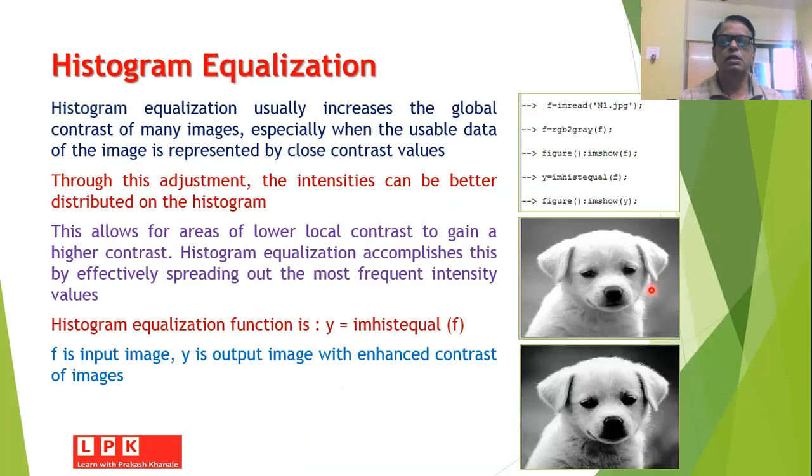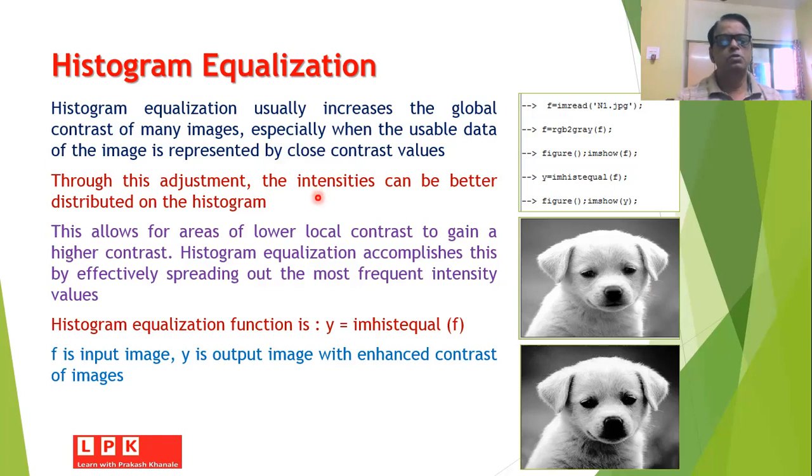Histogram equalization is a very important process, and it is carried out whenever we want a better adjustment of intensities in the image. If you want a better distribution of the intensities in the image, you can make use of histogram equalization. It will increase the global contrast of images. This is useful when the usable data of the image is represented by close contrast values. Through this adjustment, the intensities can be better distributed on the histogram.